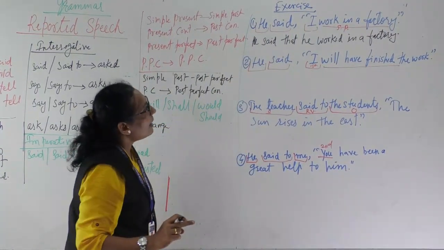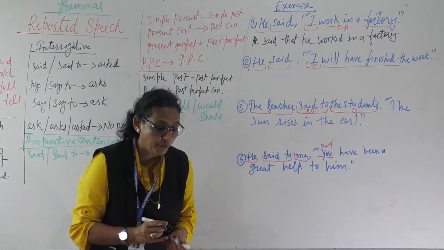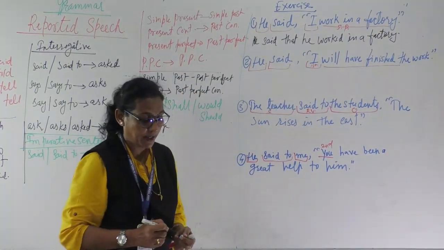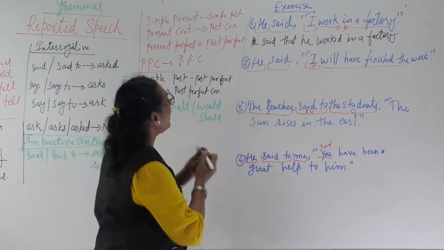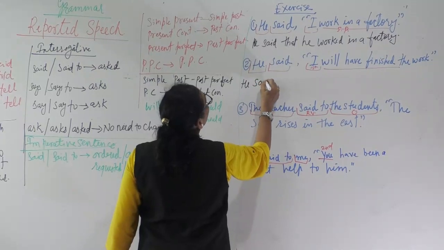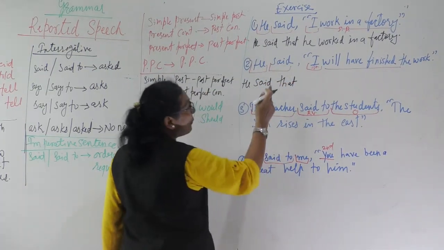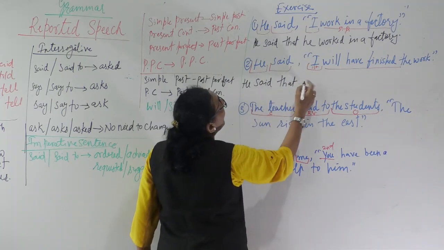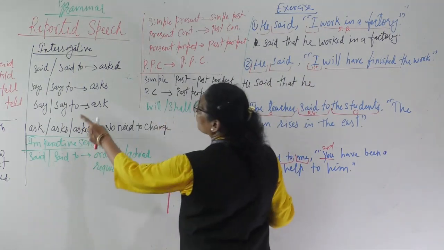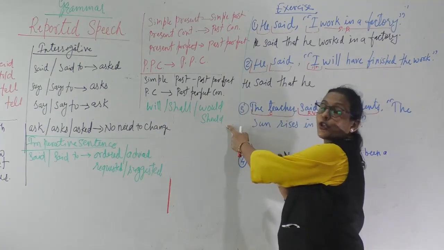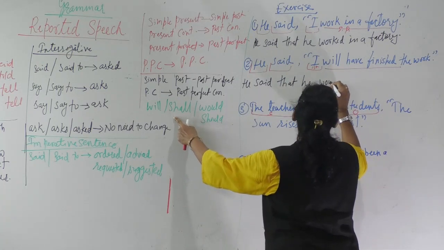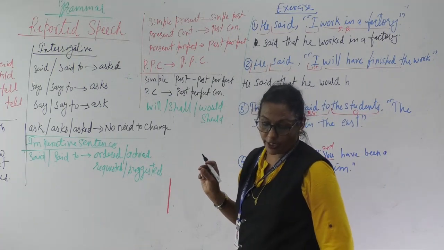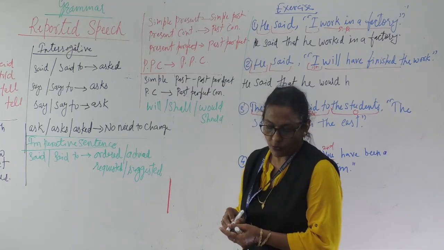Now: he said, "I will have finished the work." He said that, and what will come? This is the first person, so he will come. I is first person subject, so he said that he will become. Will and shall become would and should. So will becomes W-O-U-L-D, would. Would have been. Now, he said that he would have finished the work.